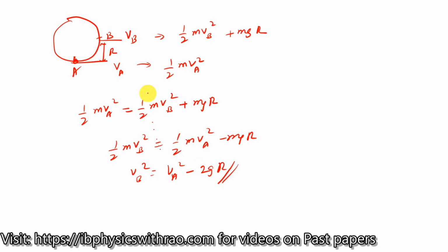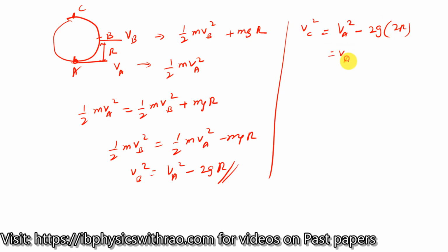The same thing can also be done for the point C over here. When you do it for point C, you will get vc square is equal to va square minus 2g multiplied by the total distance, which is 2r, which will now be equal to va square minus 4gr. So we have arrived at all the equations which we need to look into for this unit.